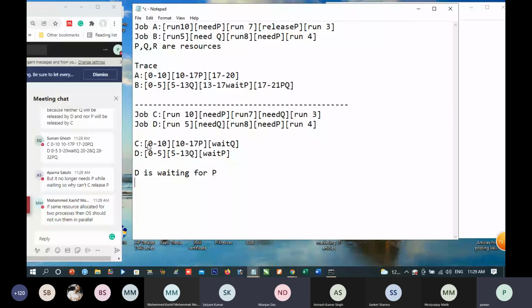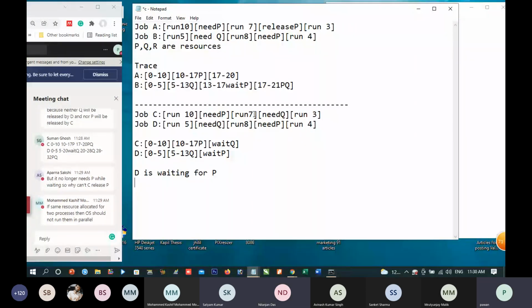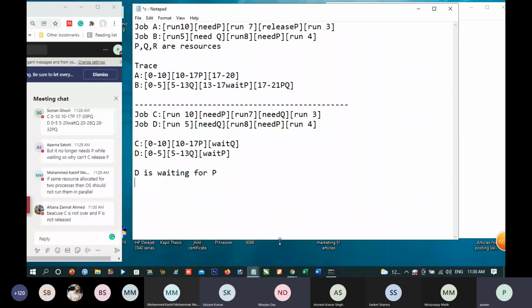No. Job C on the last 3 unit time needs P and Q both simultaneously. Is it correct? No, it will be wrong. If same resources are allotted for 2 processors, then OS should not run them in parallel. No, it will be wrong to say. Is it correct? No, it can still run them in parallel. Is it correct? Yes.